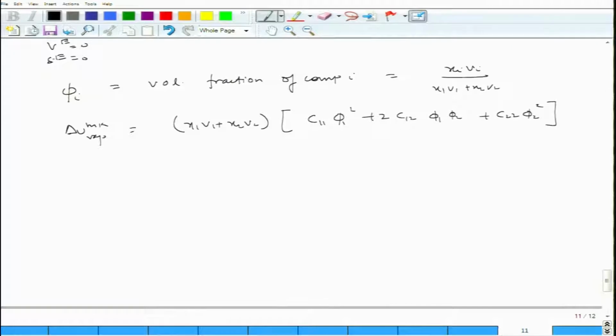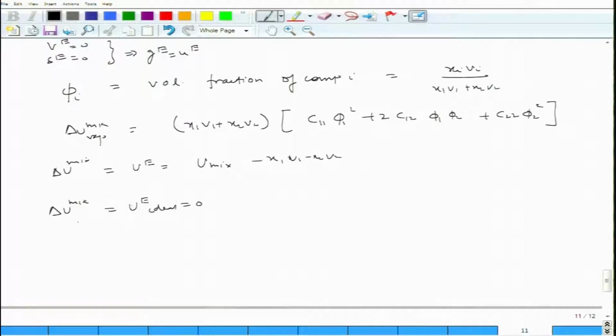Now, since Vx and Sx are equal to 0, this also means that Ge is nothing but Ue, and Uxs is nothing but U mix total minus x1 U1 minus x2 U2. We can also make use of the difference with respect to the ideal gas, knowing that delta U mix for the ideal gas is Uxs, which is going to be 0. So, Ge is Ue, and this is the vapor minus x1 delta U vapor 1 minus x2 delta U vapor 2.